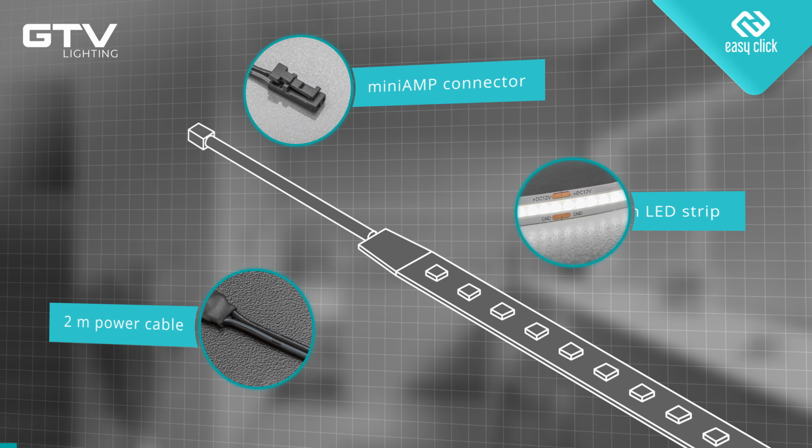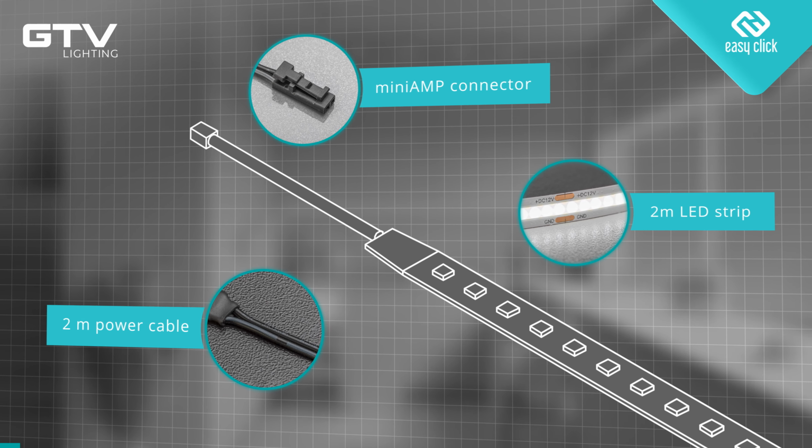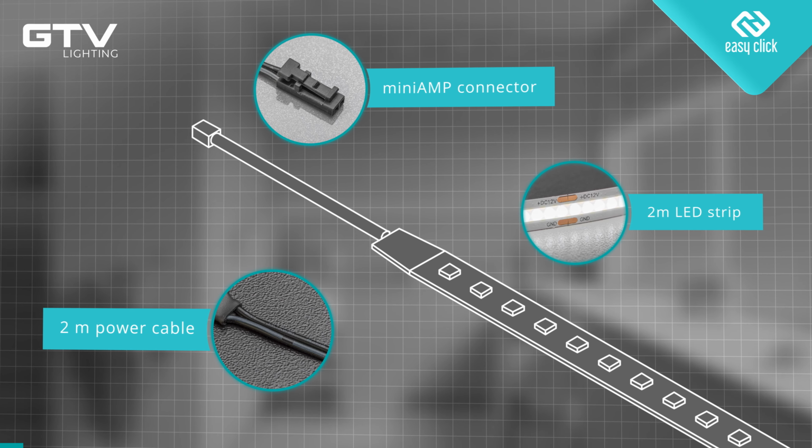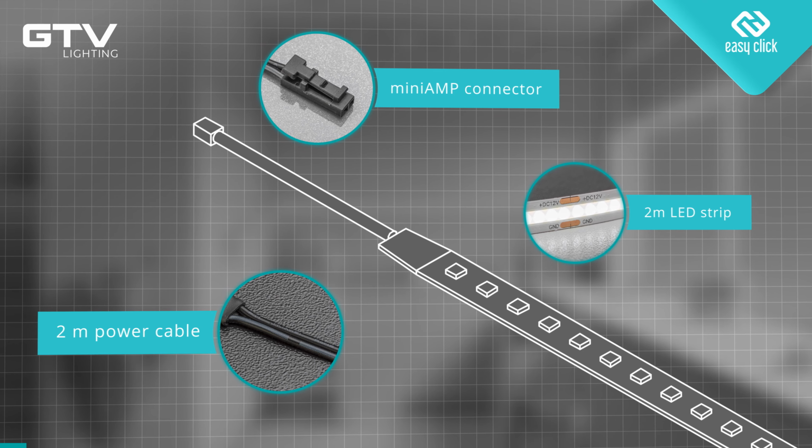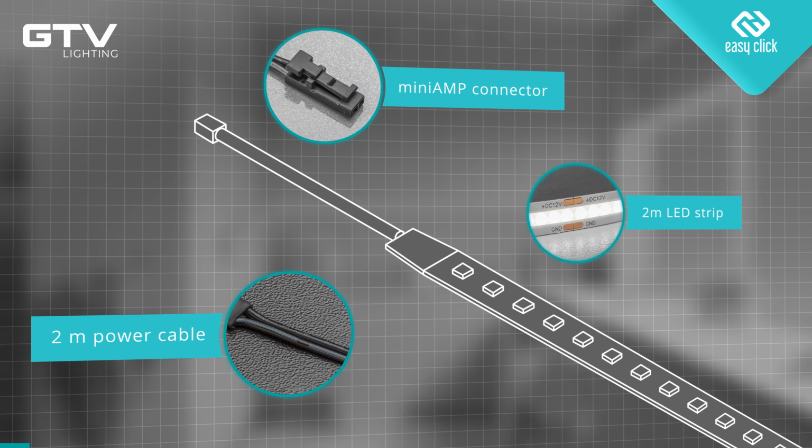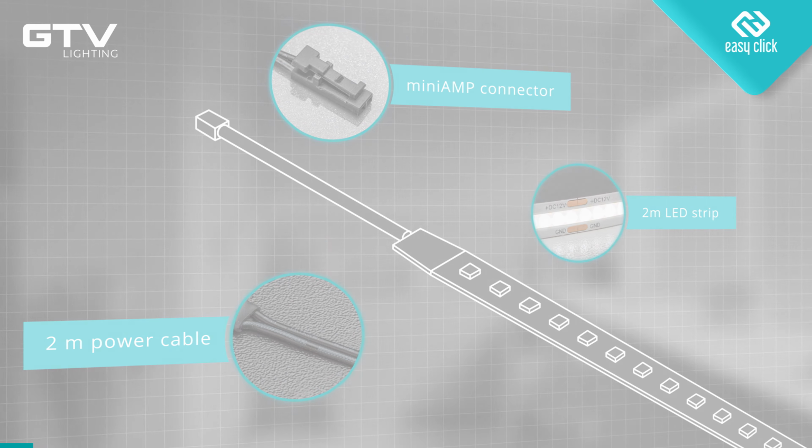The LED strips are 2 meters long with the possibility of shortening them to the desired length. However, remember that the LED strip can only be cut in the marked places. Time to choose the LED strip.